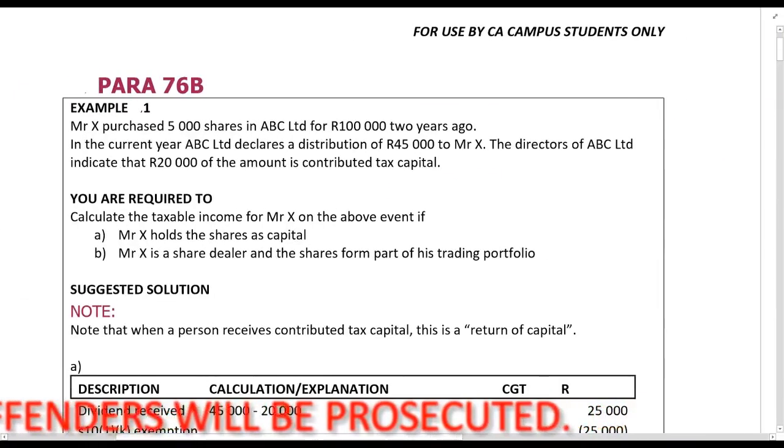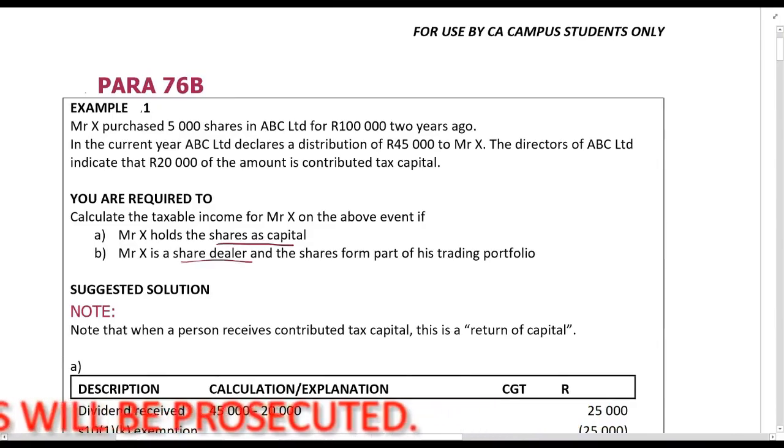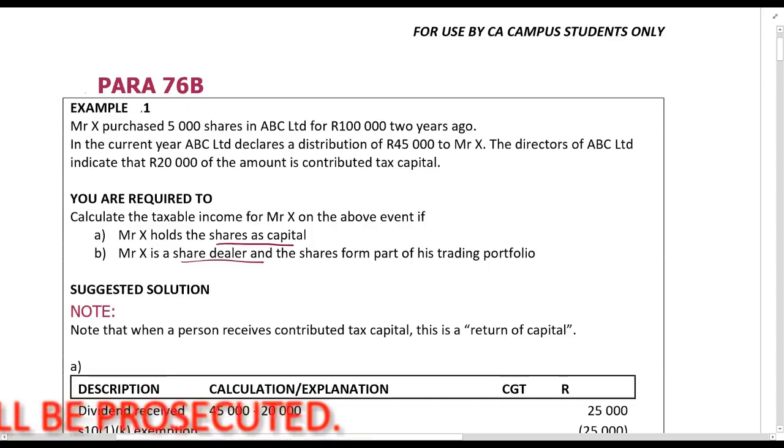Right, what is the taxable income for Mr. X if he holds the shares as capital or if he holds it as a share dealer? Okay, so this is a great example of paragraph 76B, the application of it, and this is probably the most important example. It's not as complicated as the one where the assets were acquired before 1 October 2001. This is the one that you must understand first. So, if we hold it as capital, what's going to happen?